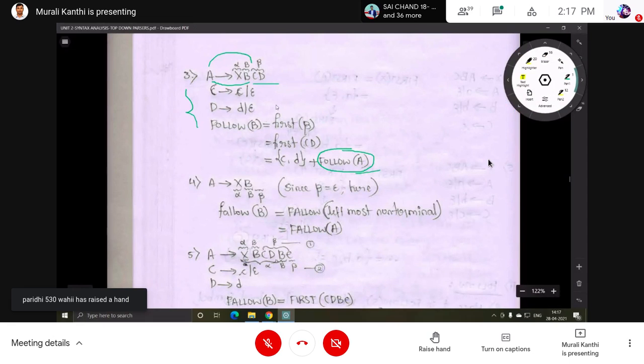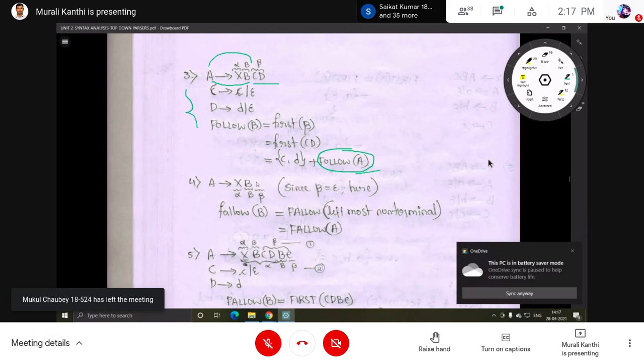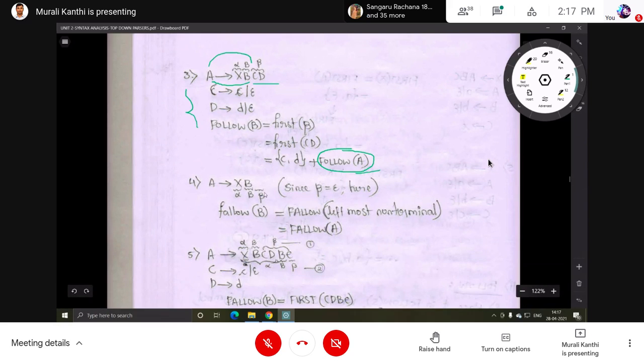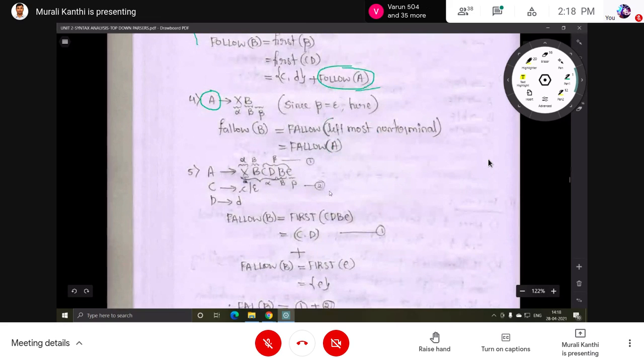Okay, so this is one example and one more example. The same thing. A implies X, B. Here, after B, nothing is there. Beta is epsilon. In this case, same thing. Follow of A. Whatever the set for A, that will be added to the B set. Follow of B equals simply follow of A. Okay, in this case, follow of B equals C comma D plus follow of A. Okay, this is one more.